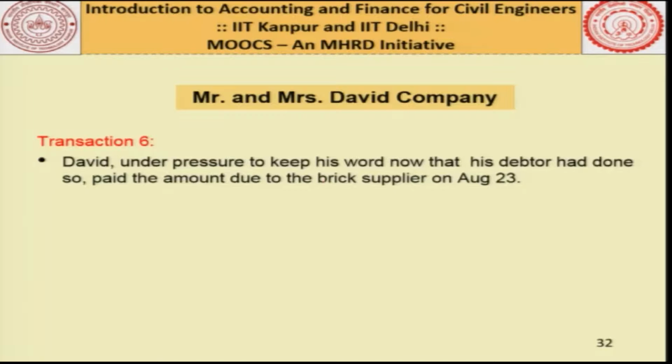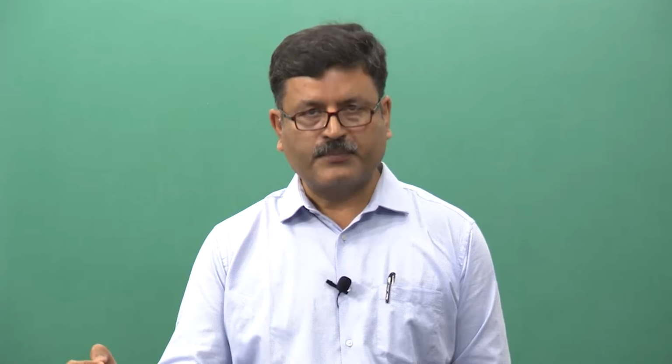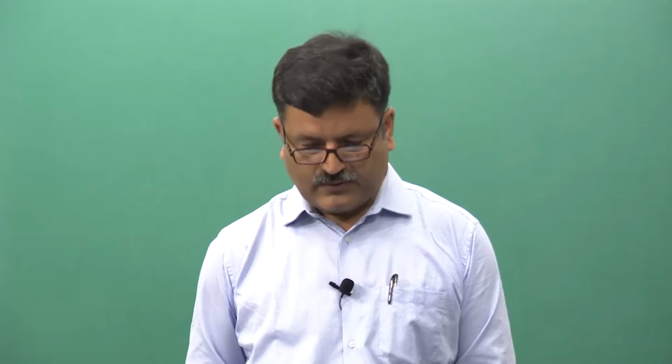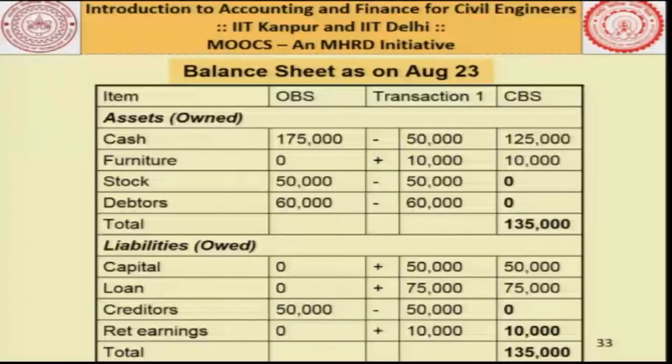David, under pressure to keep his word, now that his debtor had done so, paid the amount due to the brick supplier on August 23rd. He also has to keep his promise, because remember he had taken this stock on credit. Whatever 50,000 worth of stock he had purchased from this person, he has returned this money on 23rd of August. So how will it reflect in the balance sheet? This is how it will look.